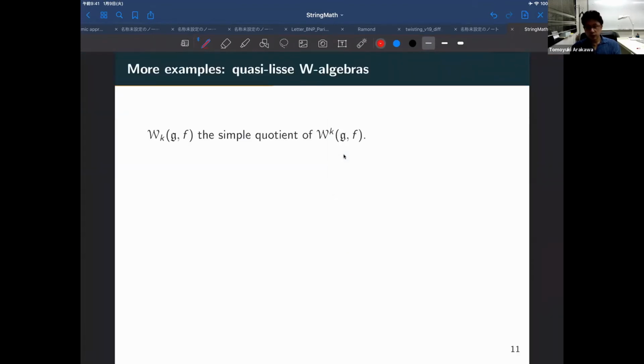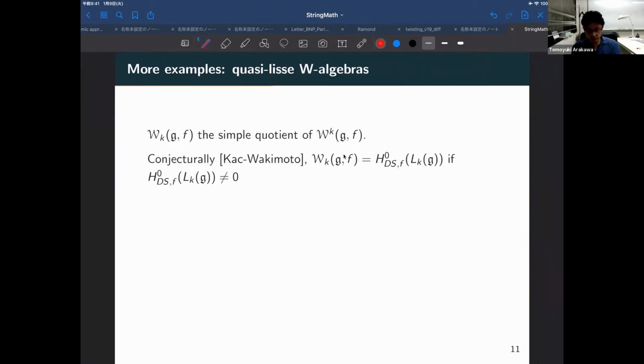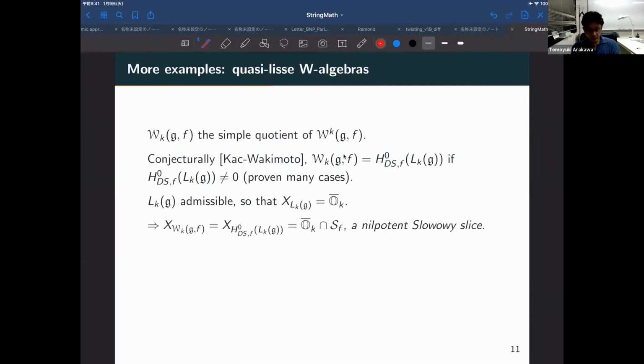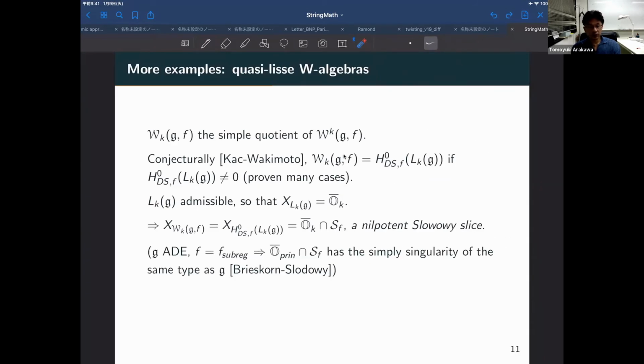Okay, so let me explain more examples of quasi-Lie vertex algebras. The W-algebra W_k(g) is a simple quotient of the universal W-algebra. Then at least conjecturally, it can be described as the image of the simple affine vertex algebra by Drinfeld-Sokolov reduction. So this means we can describe the corresponding associated varieties. If k is admissible, then we get this intersection of the Slodowy slice with the nilpotent orbit closure, which is called a nilpotent Slodowy slice. This is quite well known if g is ADE and the orbit is subregular, because this intersection has a simple singularity of the same type as g. But you can take any nilpotent orbit closure, and you can take any Slodowy slice.